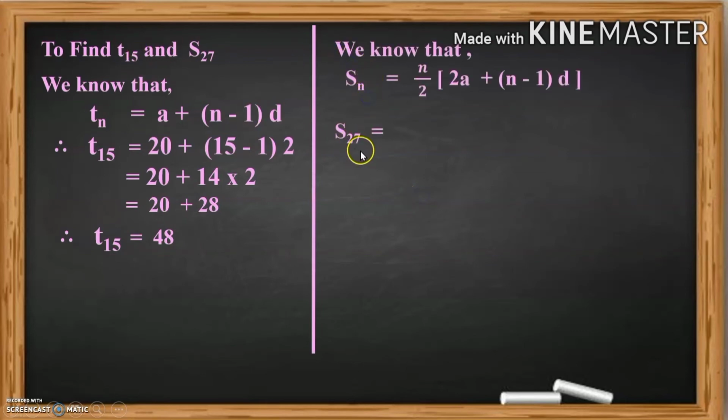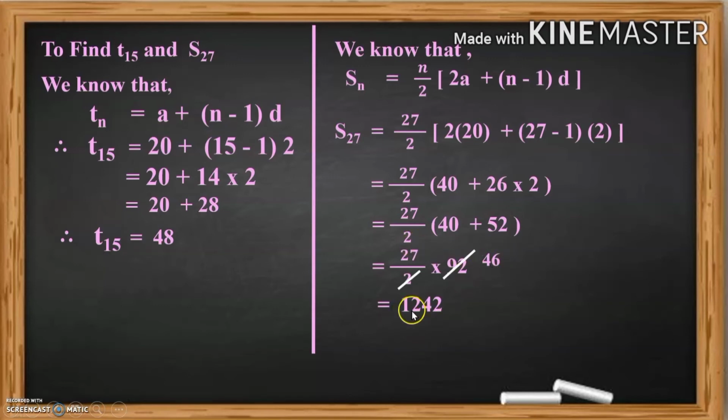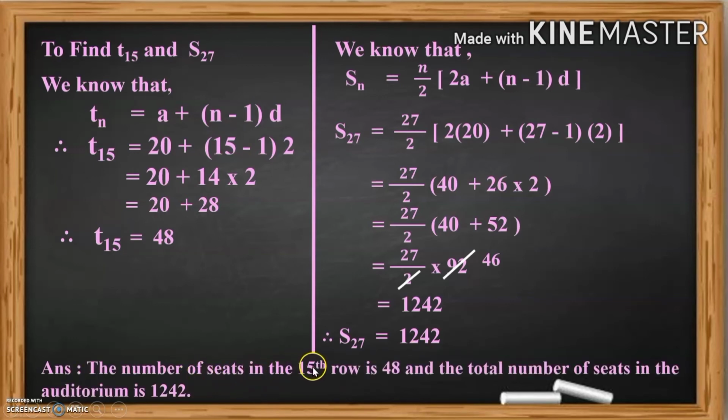So same way formula we will substitute, S27 is 27 upon 2 into 2 into 20 plus 27 minus 1 into 2. So this will be 27 upon 2 into 40 plus 26 into 2. On simplification, 27 upon 2 into 40 plus 52, which is equal to 92. Now this 2 and 92 will get cancelled, we will get here 46, and 27 into 46 will give you 1242. So therefore S27 is equal to 1242. So what you will write, there are 48 seats in the 15th row. The number of seats in the 15th row is 48 and the total number of seats in the auditorium is 1242.